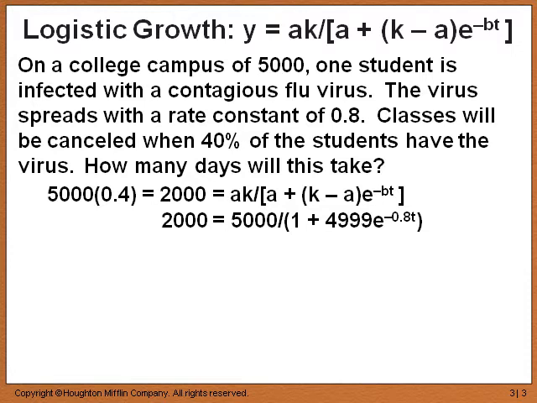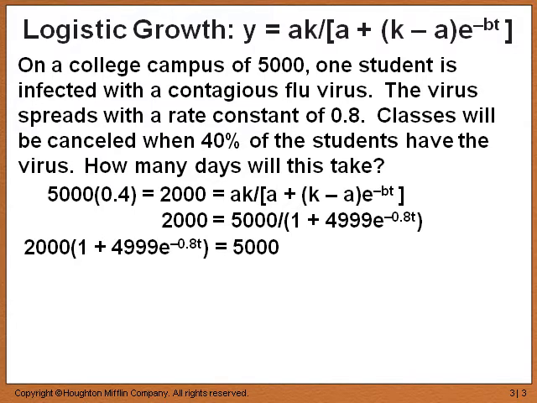So proceeding now, 2,000 equals 5,000. We got 5,000 because A, which is my initial number of sick people, is 1. K, the total, is 5,000, and 5,000 times 1 is 5,000. Divided by the quantity, A is one sick person, plus K minus A, total number of people minus number of sick people, is 4999, times e to the negative 0.8t, because the rate constant, the b, was given as 0.8. And from here, it's just a matter of calculating to get t.